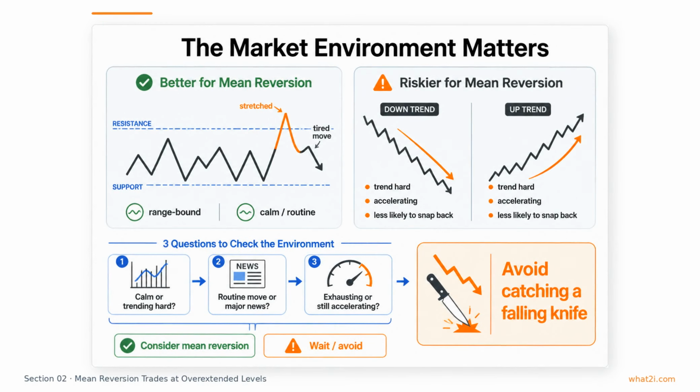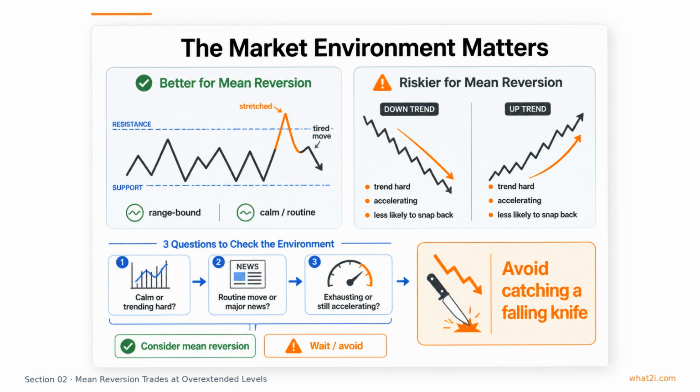Mean reversion works best in the right kind of environment. Choppy, range-bound markets often create overshoots that snap back, because buyers and sellers keep pulling price toward the middle. Strong one-way markets are much less forgiving, especially when momentum is accelerating or major news is driving the move. In those environments, what looks stretched can become even more stretched very quickly. This is why traders warn against trying to catch a falling knife. If a stock is dropping hard with no sign of stabilization, the better decision is often to stand aside. Mean reversion needs tired price action, not panic or fresh momentum.